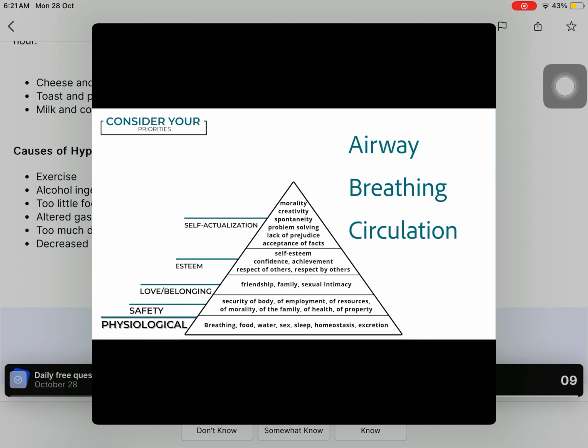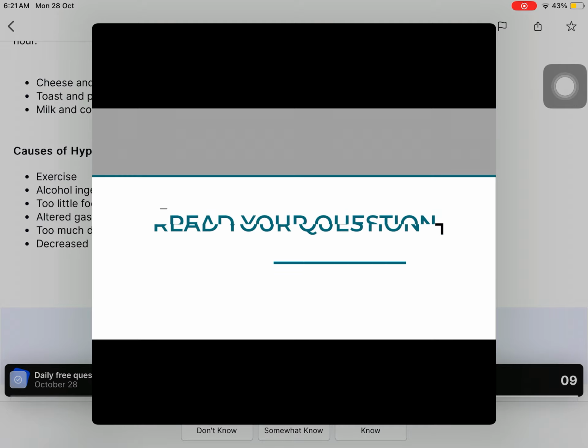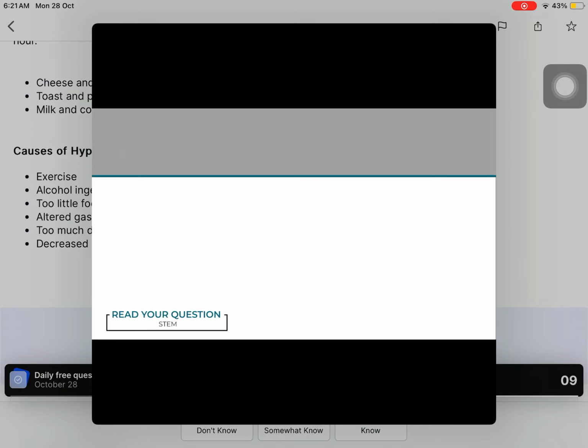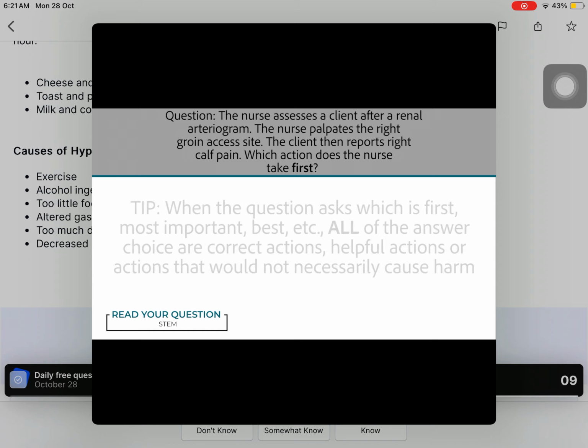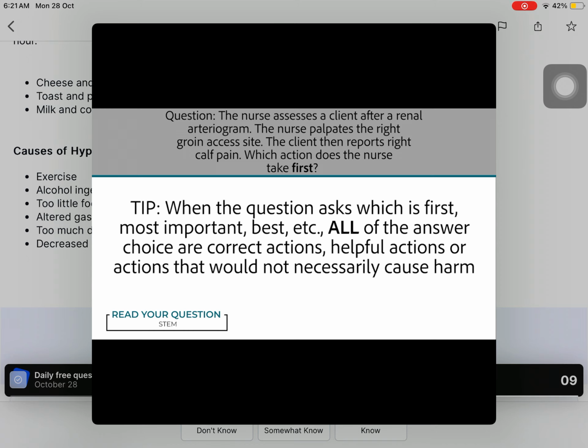issues next. Read the question stem. Pay attention for any key words such as first, most important, best, priority, initially. Those indicate that it is a prioritization question. That means all of the answer choices are going to be correct actions. They're going to be things the nurse should consider doing.